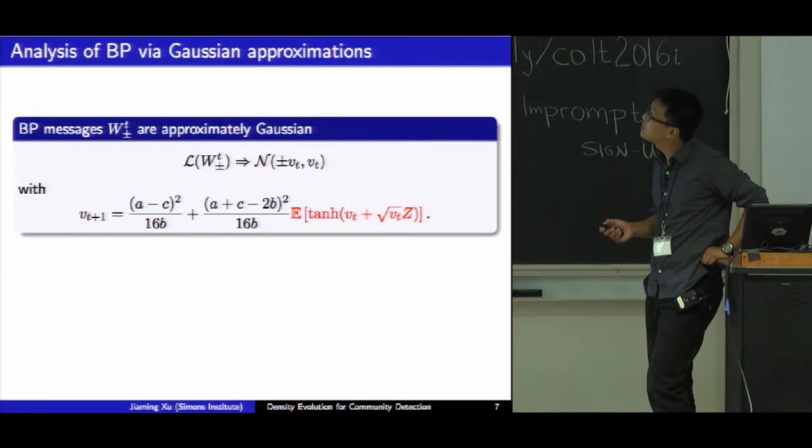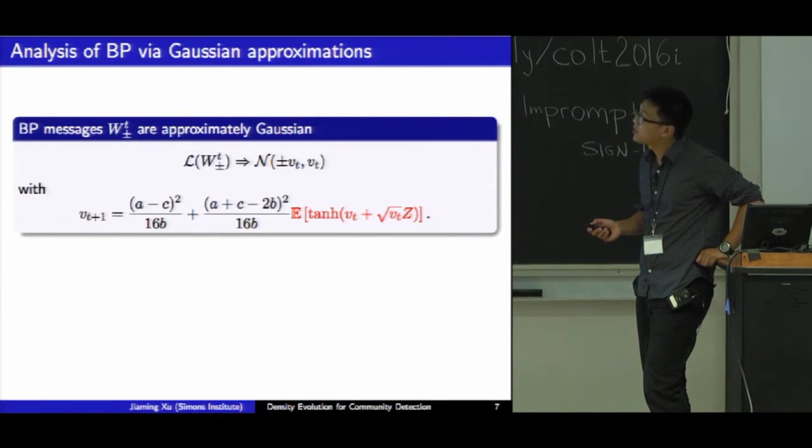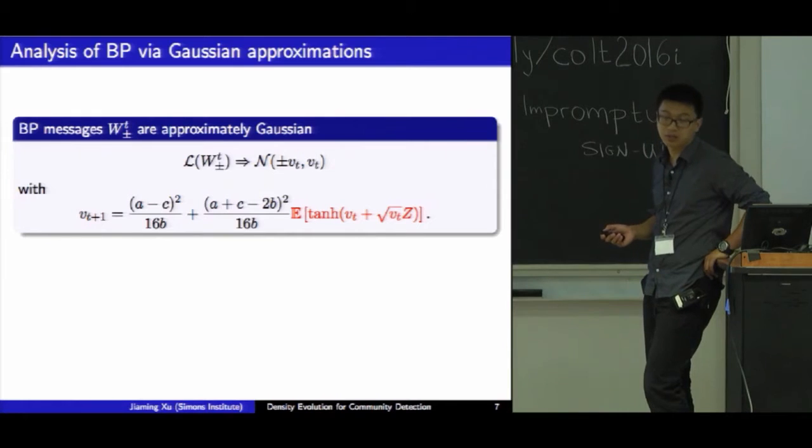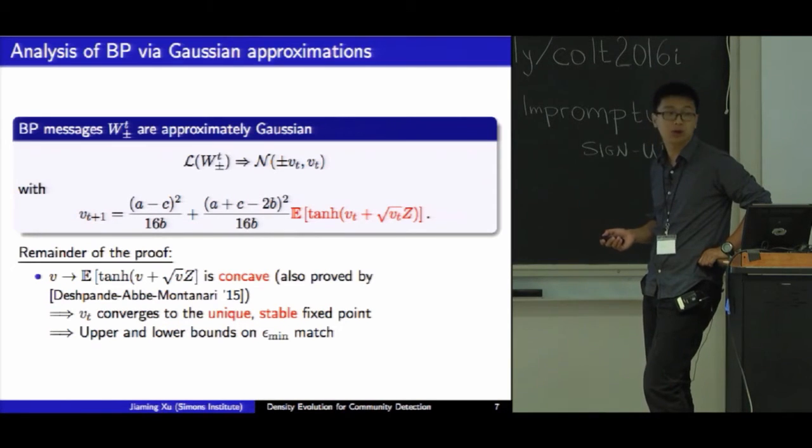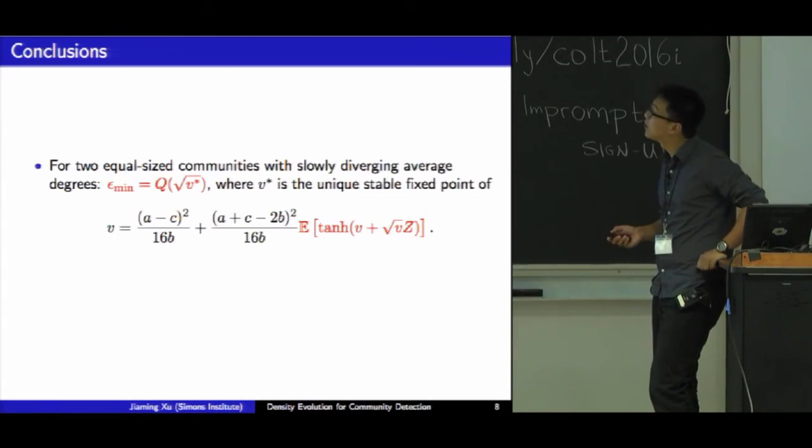To do that, we're using the Gaussian approximation. Essentially, we're assuming that the belief propagation messages are approximately Gaussian with a certain mean and variance, and then the mean and variance satisfy certain update equations. Okay? And then to finish the proof, we first show that the mapping from V to this expected function is concave. And this immediately leads to the V_t sequence, no matter how it is initialized, always converging to the unique stable fixed point. And this will conclude that the upper and lower bounds that I showed you earlier will match each other. Okay? So that leads to the conclusion.